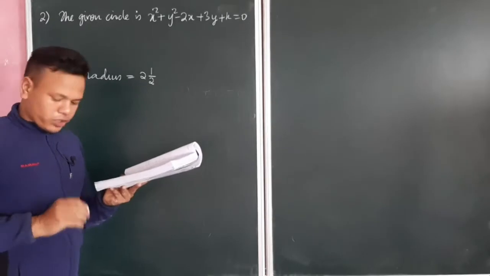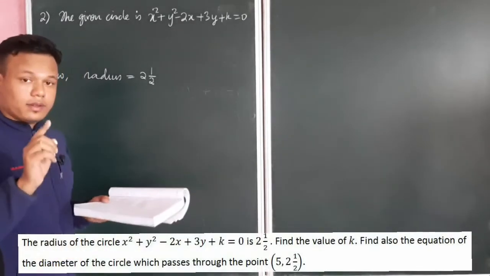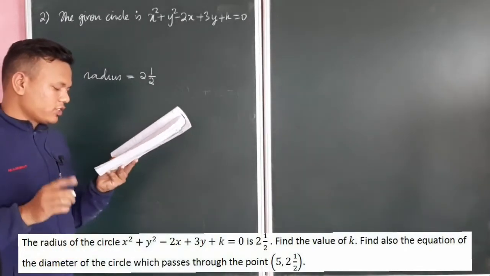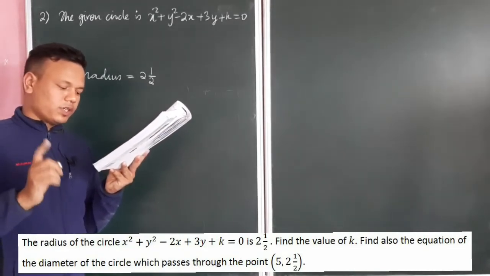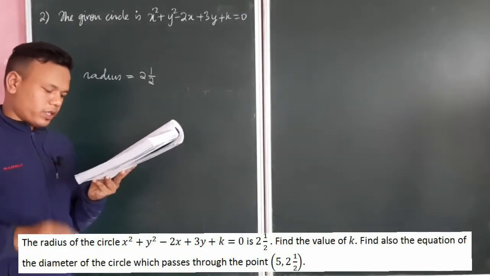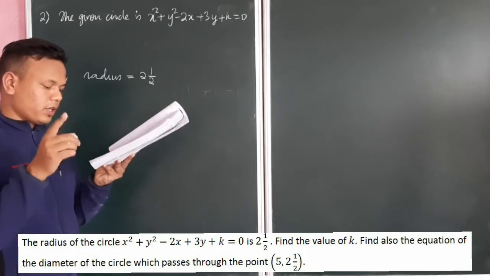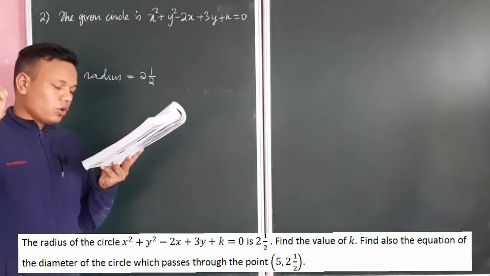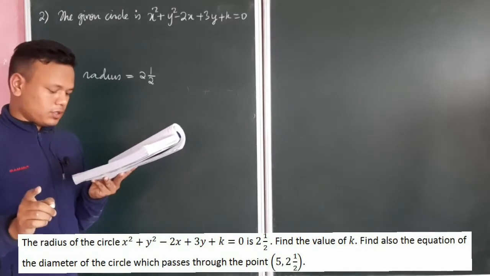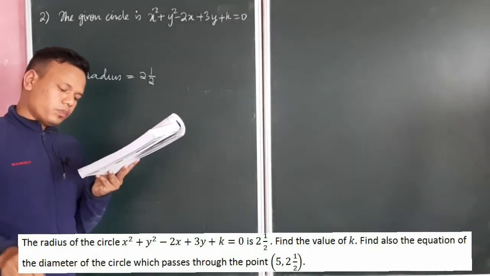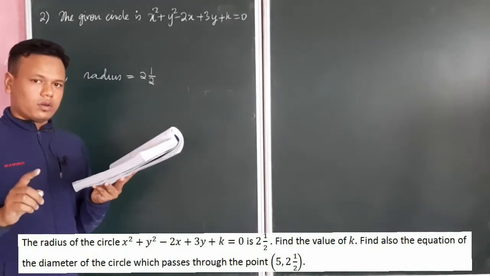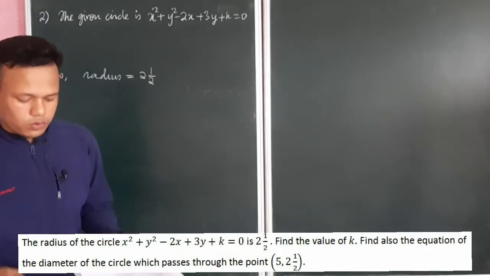Now let me take question number 2. So question 2 says the radius of the circle x square plus y square minus 2x plus 3y plus k equals to 0 is 2.5. Find the value of k. Okay, and the second part says find also the equation of the diameter of the circle which passes through the point 5, 2.5. Okay, so how to do this? Let's see.